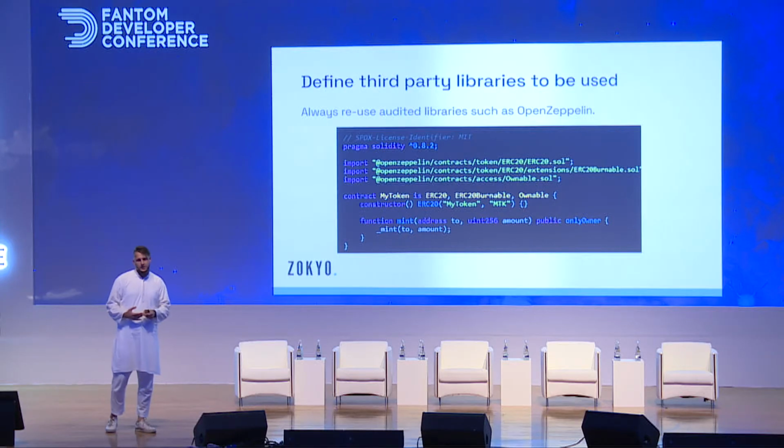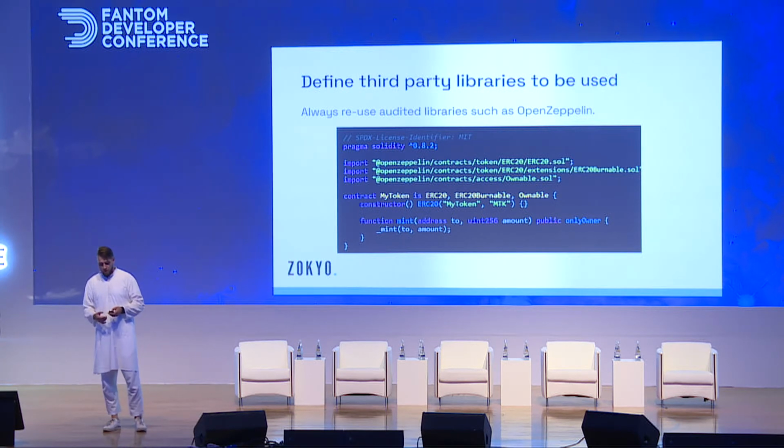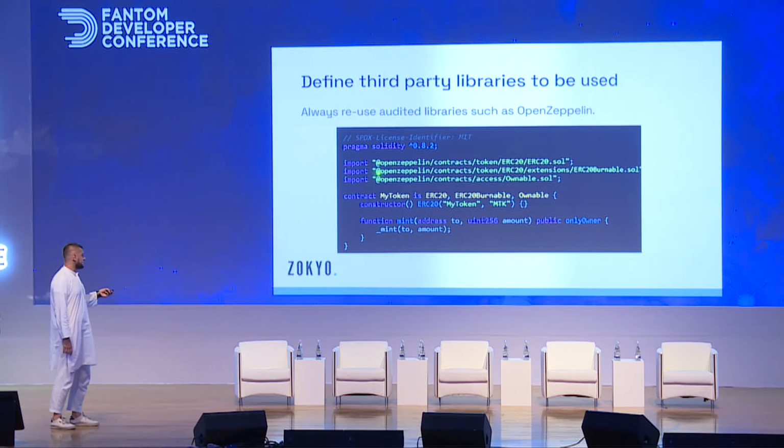Next, we recommend defining the libraries you want to use, and we often tell clients and partners, please use OpenZeppelin or other pre-audited or audited solutions. For example, this is how our typical ERC20 smart contract looks like. As you can see, we are importing 3 library templates, and then the code itself just takes 7 lines.